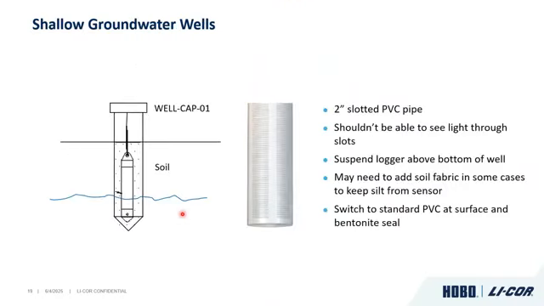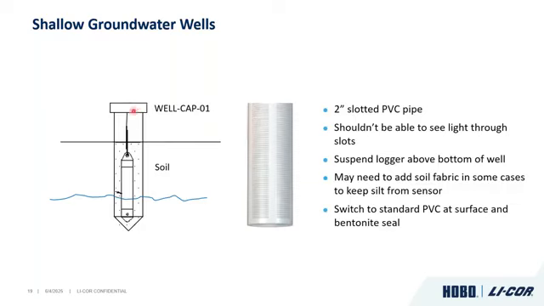And then for groundwater wells, these are a little bit more unique with the equipment that you want to use. When you're looking at a groundwater well, typically you're using slotted pipe below the surface, and then typically you switch over to standard Schedule 40 PVC above ground surface. Give it a bentonite seal so that nothing flows into that well and gives you artificial data.